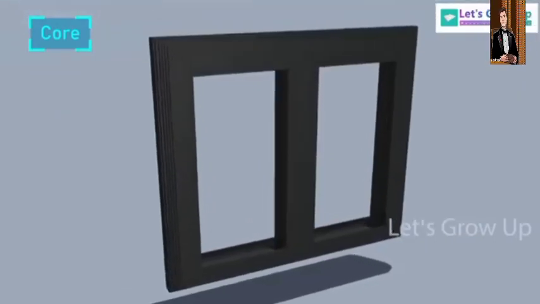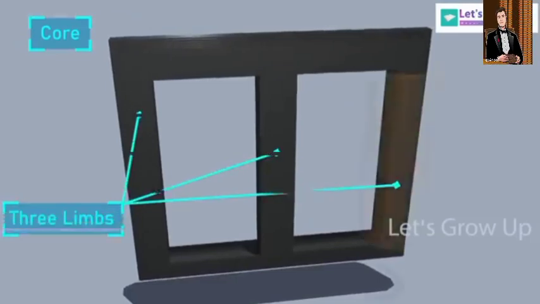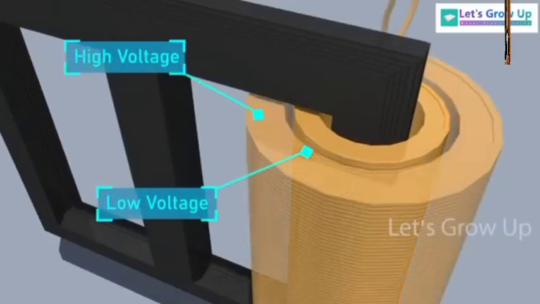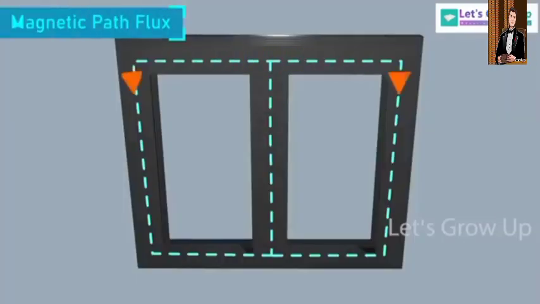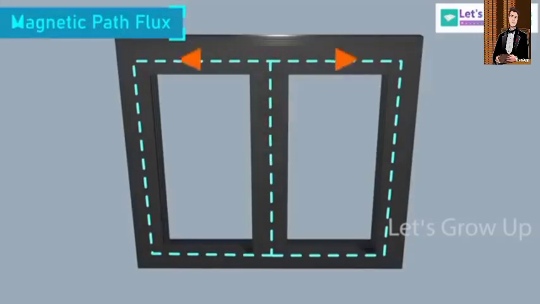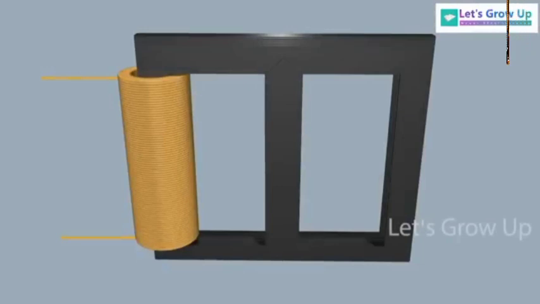The core of the three-phase transformer consists of three limbs in the same plane, and each limb carries both low voltage, LV, winding, and high voltage, HV, winding. The core provides a magnetic path for flux around the core. The first winding is also known as a coil.